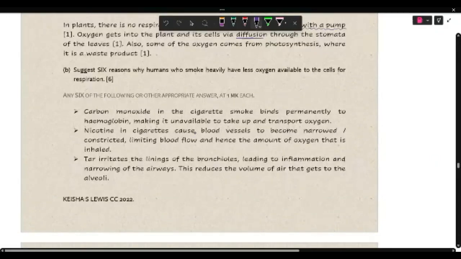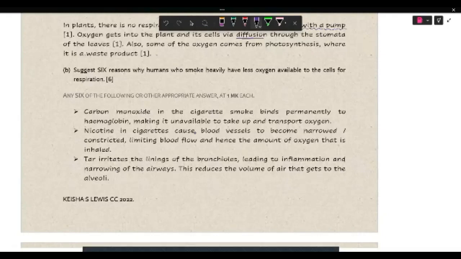So first one, carbon monoxide. That should be the easiest one to remember. Carbon monoxide in the cigarette smoke, that is going to bind to the hemoglobin and make it unavailable to transport oxygen. So that's the first one.